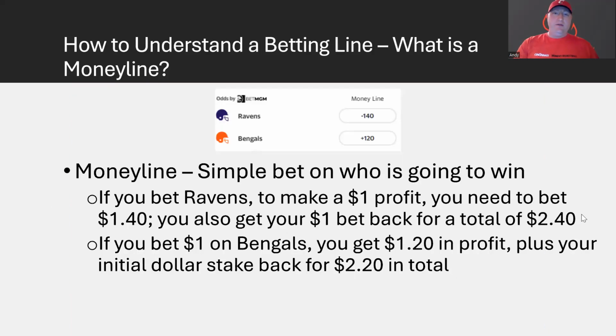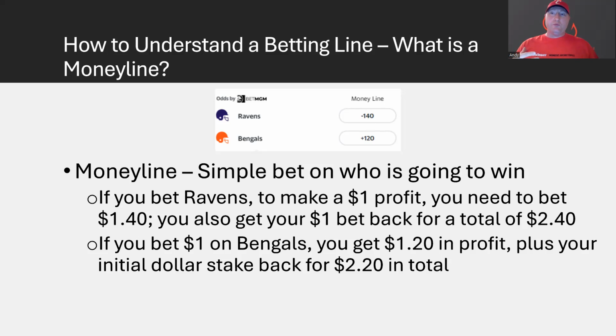A money line bet is probably the easiest bet you can make in all of sports betting. It's a simple proposition: who's going to win the game? I bet the Ravens are going to win. I put my money down. If the Ravens win, I get some money. How much money is really an open question. I think the Bengals are going to win. You bet your money on the Bengals, and if they win, we get some money. How much depends on those numbers underneath where it says money.